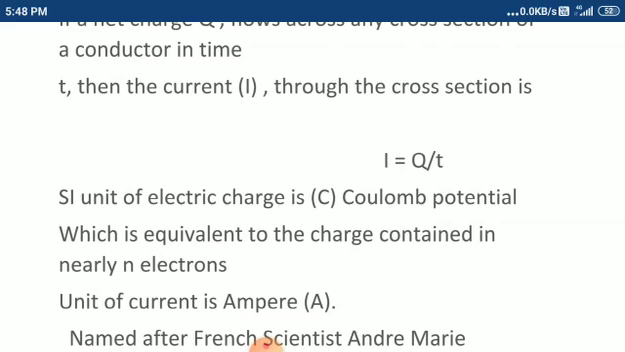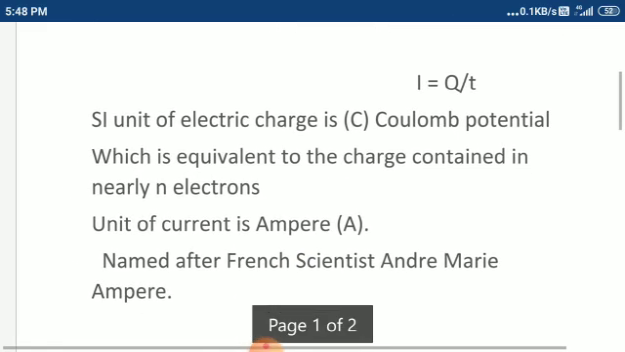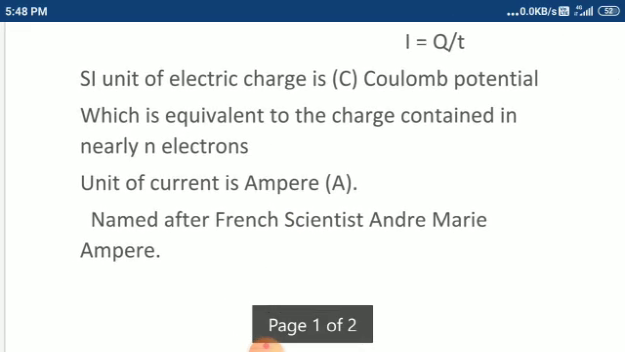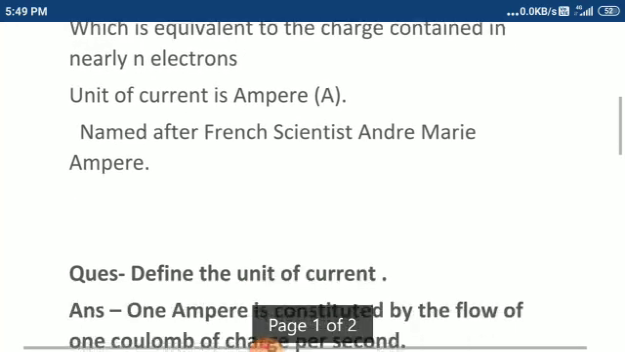We have already studied. Potential is wrong here, don't consider it. I'm telling you what is equivalent to the charge. One coulomb is the electric charge which is equivalent to the charge contained in nearly an electron. Unit of current is ampere, named after French scientist Henri Marie Ampere.